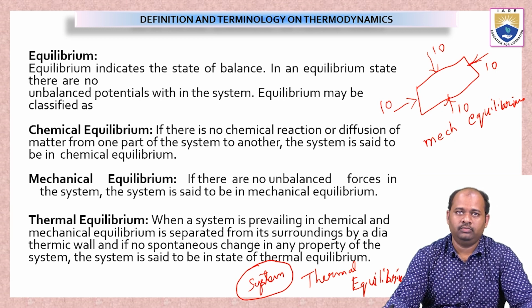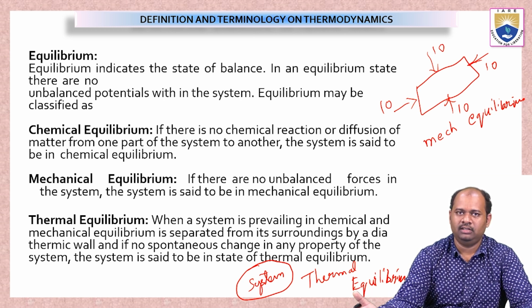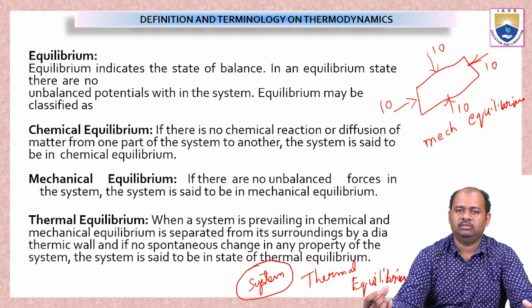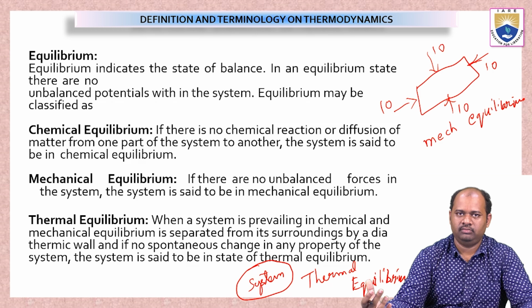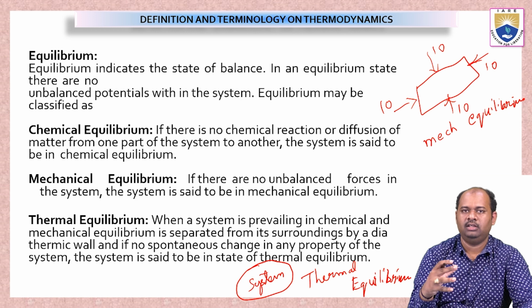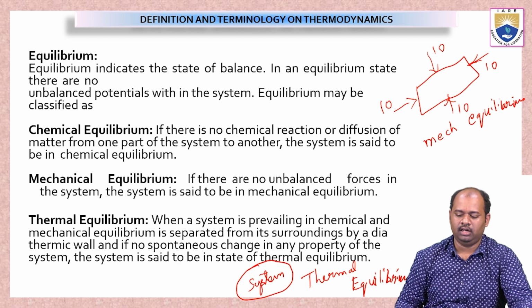Okay, so we have studied all three types of equilibrium. Chemical, where there are no chemical reactions and the chemicals are very stable. In mechanical equilibrium, when there are no unbalanced forces, the system is very stable. And then thermal equilibrium, where there are no unbalanced thermal potentials like heat transfer, work, enthalpy, internal energy, etc. These heat, enthalpy, entropy, etc. will be there in the systems, but they are not unbalanced. They are completely balanced. Then the system can be called as under thermal equilibrium.